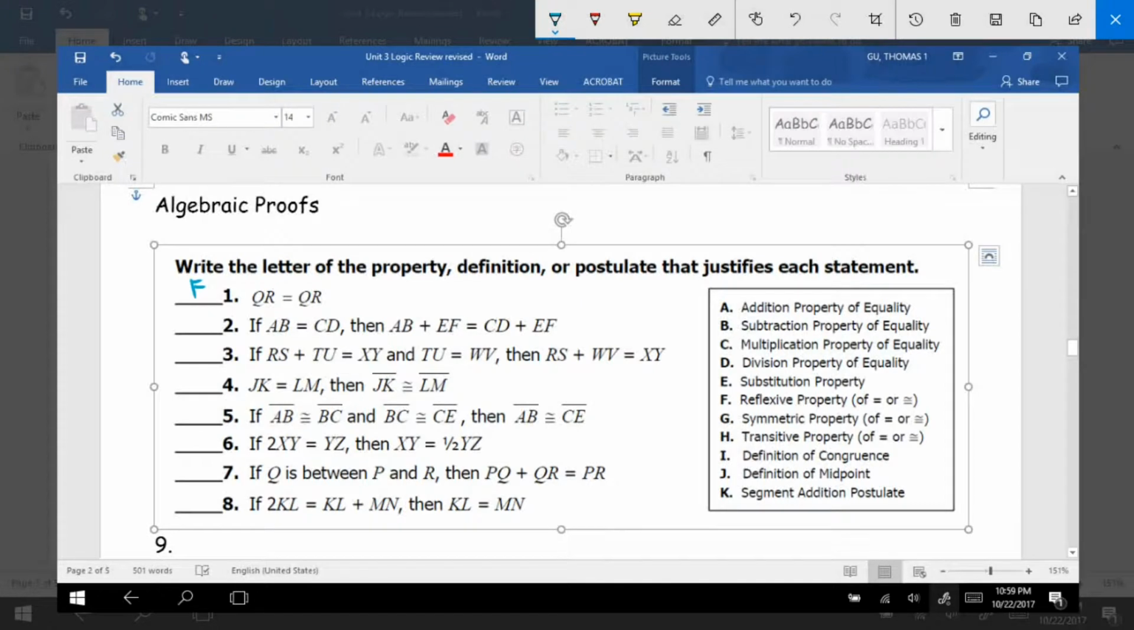Number 2, if AB equals CD, then AB plus EF equals CD plus EF. All we did was add EF to both sides, so that's going to be the addition property of what? Equality, because there's an equal sign.